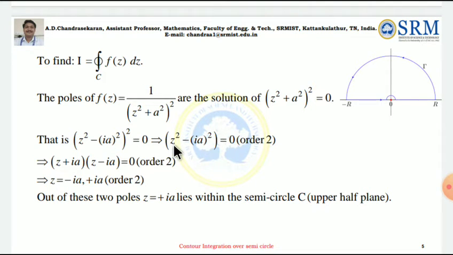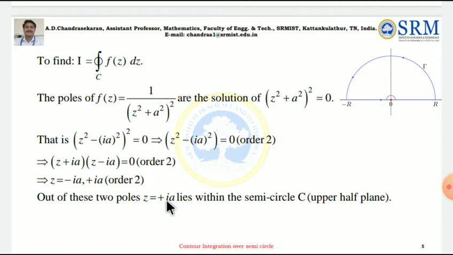Now this looks like the form of a squared minus b squared. So what is a squared minus b squared? a plus b into a minus b. So z plus ia into z minus ia equal to 0 of order 2. So by that way we get z equal to minus ia and z equal to plus ia of order 2. But out of these two poles, z equal to plus ia only lies in the upper half of the plane.